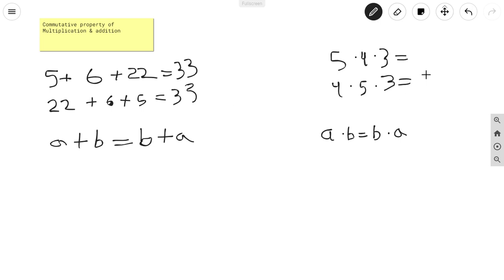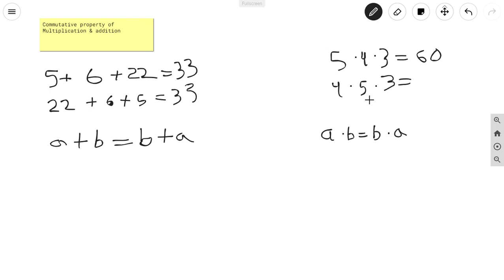Let's look at the commutative property of multiplication. Same deal. Doesn't matter in what order I multiply my numbers. If they're the same numbers, I'll get the exact same answer. So 5 times 4 gives me 20, times 3 gives me 60. Alright, 4 times 5 is 20, times 3 gives me 60.